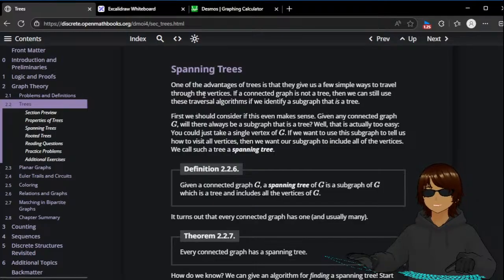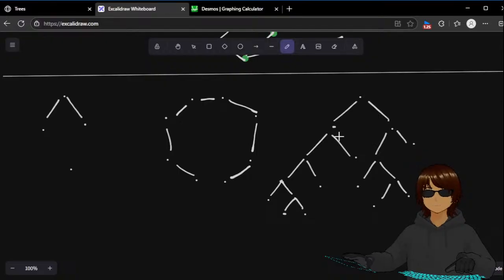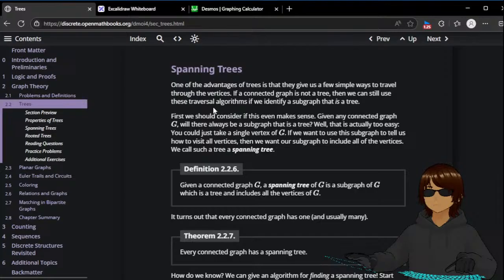One of the advantages of trees is that they give us a few simple ways to travel through the vertices. If a connected graph is not a tree, then we can still use some traversal algorithm to find a subgraph that is a tree. So if you have something like this, it's a graph, but it's not a tree because there's a cycle. Then we can have some traversal algorithm to identify a subgraph that is a tree. First, we should consider if this even makes sense.